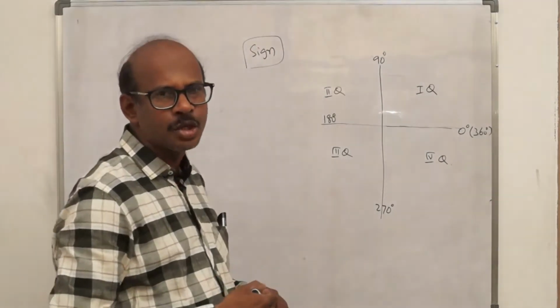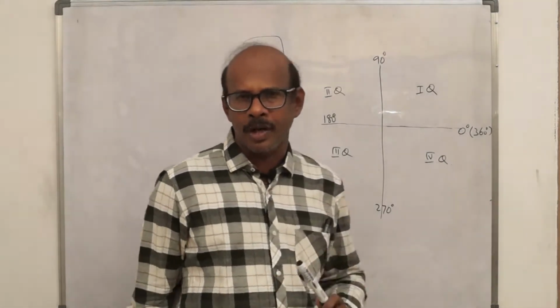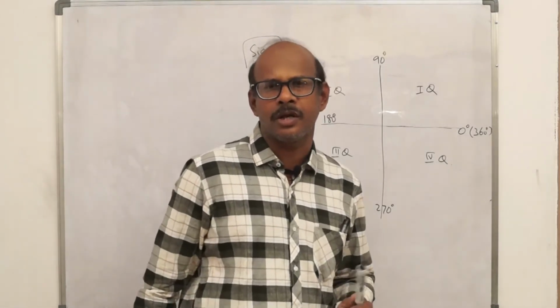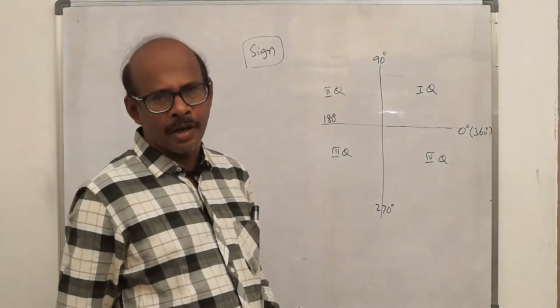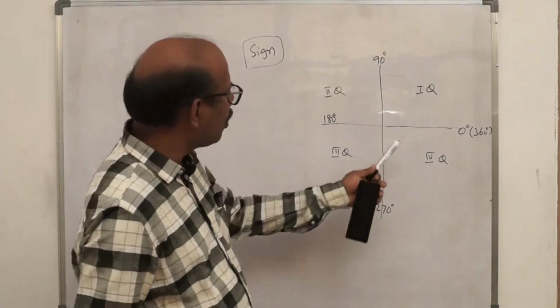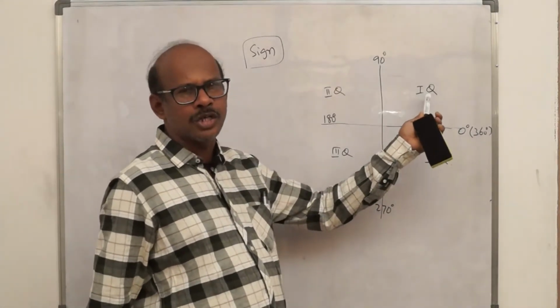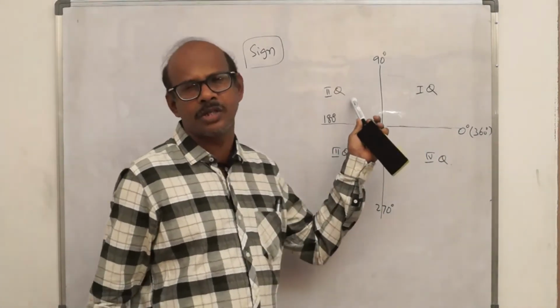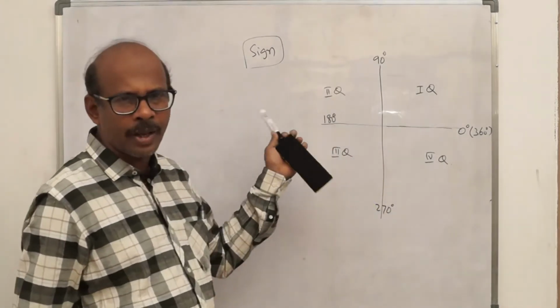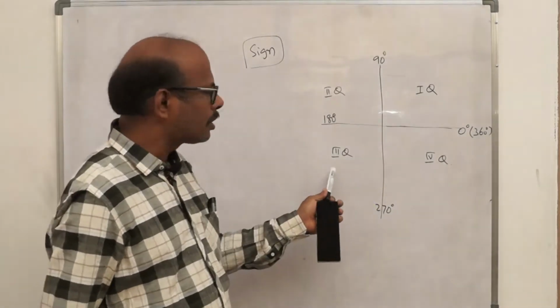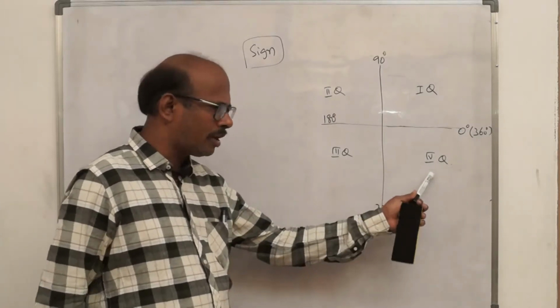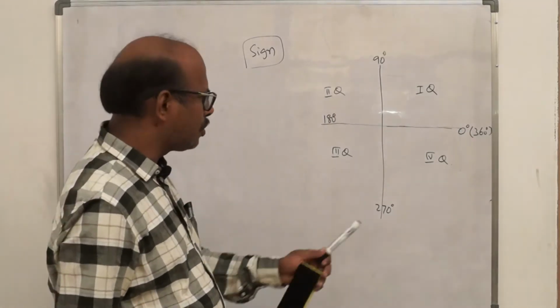Already we discussed sine to cot. Sin theta is opposite side by hypotenuse, cos theta is adjacent side by hypotenuse, tan theta is opposite by adjacent, and cosec, secant and cot. Now in the first quadrant all trigonometric ratios are positive. In the second quadrant sin theta and cosec theta are positive, the remaining four negative. In the third quadrant tan and cot are positive. In the fourth quadrant cos and secant are positive, remaining all are negative.